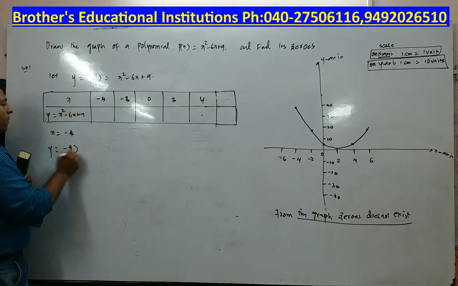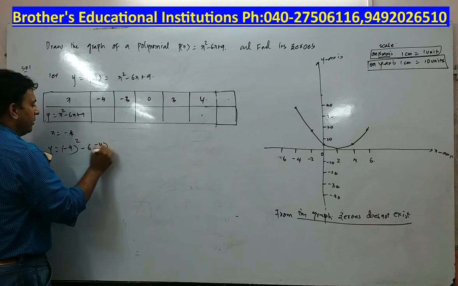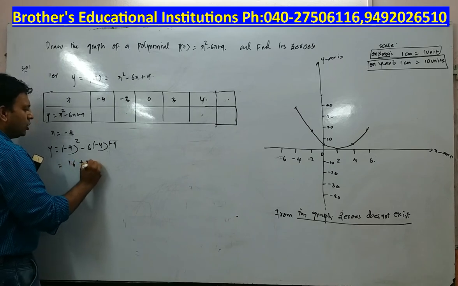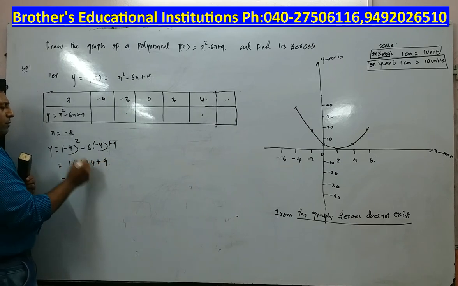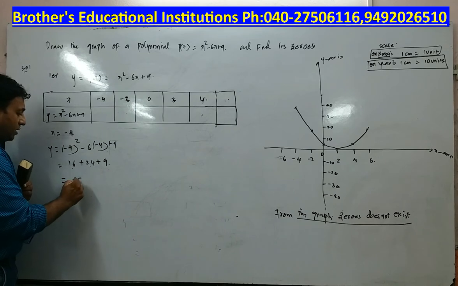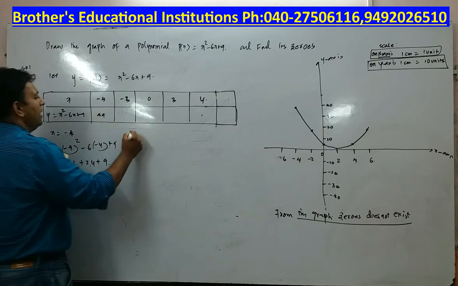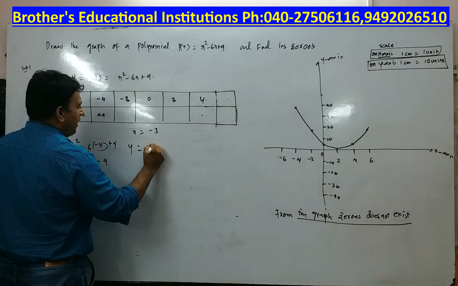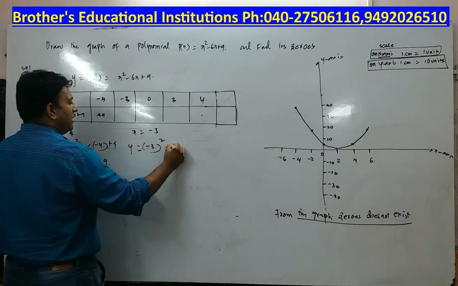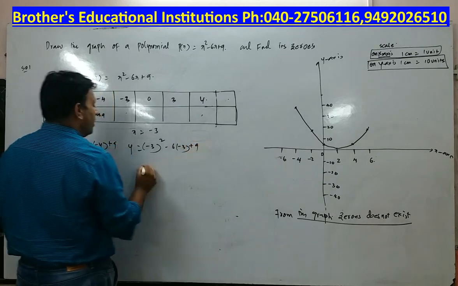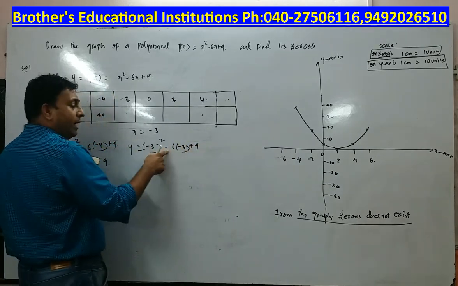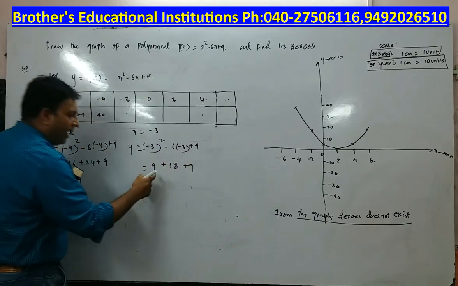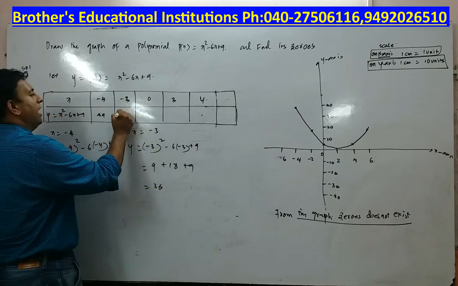Y is equal to minus 4 whole square minus 6 into minus 4 plus 9. Minus 4 whole square is 16, minus into minus 6 fours are plus 24, plus 9. Now 16 plus 24 is 40, 40 plus 9 is 49. So I will write 49 here. Now I will put x is equal to minus 3. For x is equal to minus 3, y is equal to minus 3 whole square minus 6 into minus 3 plus 9. What is minus 3 whole square? 9. Minus into minus 6 threes are plus 18, plus 9. 9 plus 18 is 27, plus 9 is 36. I will put 36 here.